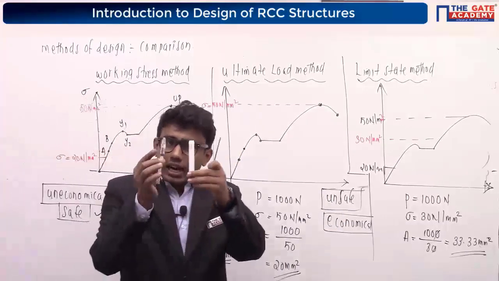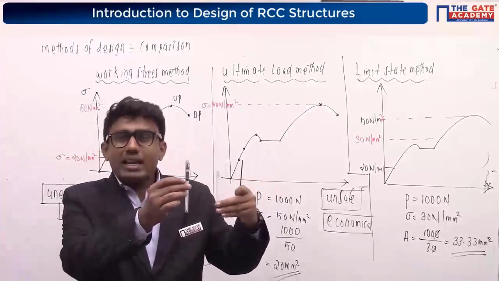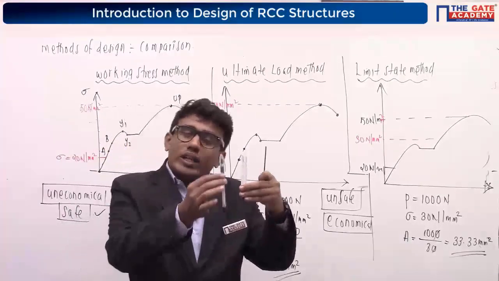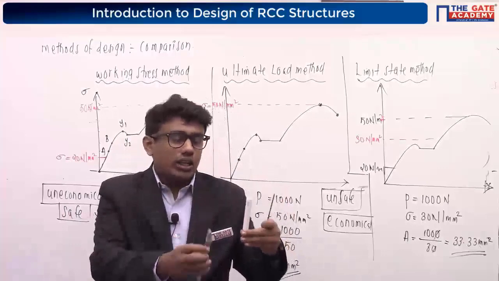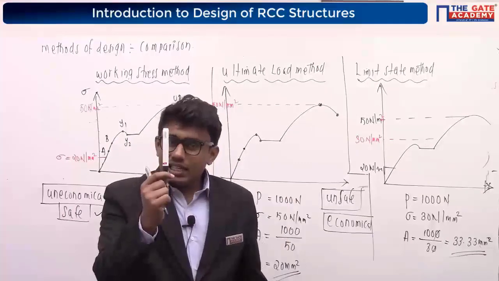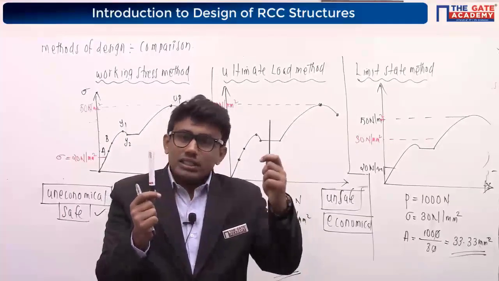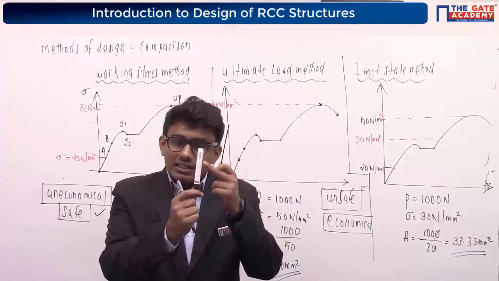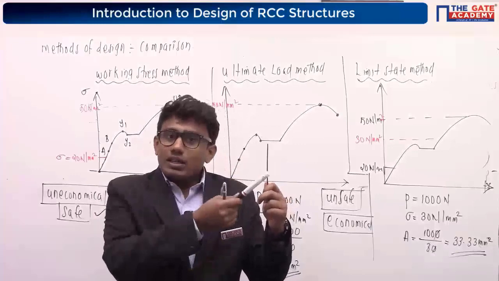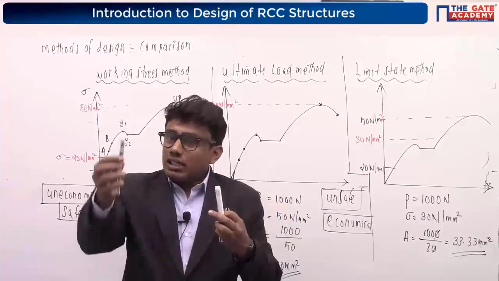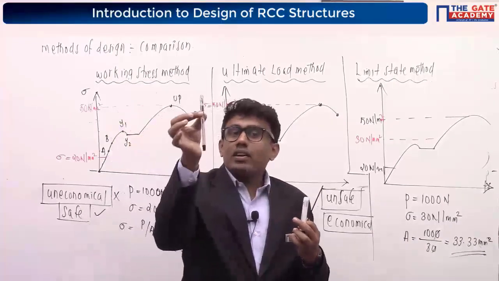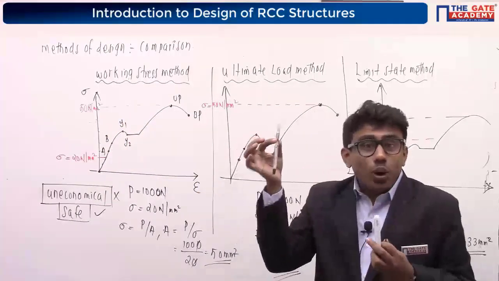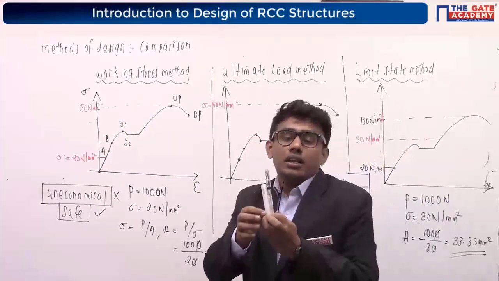Suppose all the three are mild steel bars, the same material, carrying the same load, that is 1000 Newton. This is the cross section I will be getting by the working stress method. This is the cross section I will be getting by using the ultimate load method. It was safe but uneconomical. It was unsafe but economical. This was obtained by our limit state method of design, which is both safe and economical.